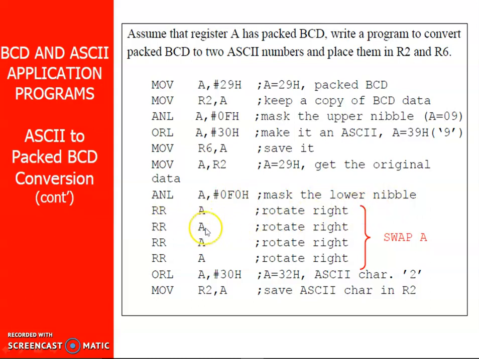Then rotate A right, get that 2 as the lower nibble, and after that you just OR it with 30H. So 30H ORed with 02H, you will get it as 32H. So move that content to R2 again. Here actually that content should be moved to R6. 39H will be moved to R2, 32H should be moved to R6.